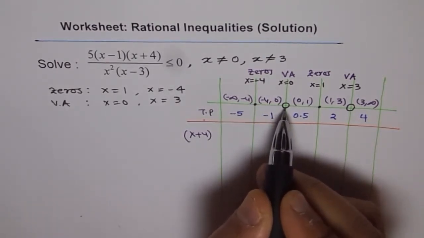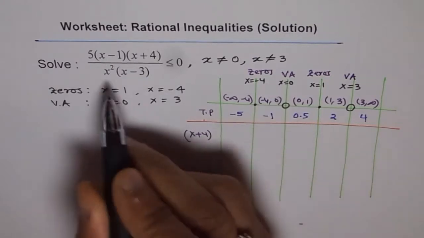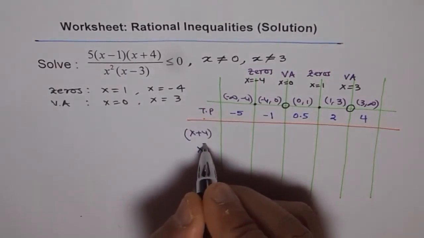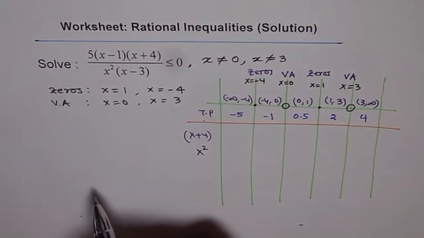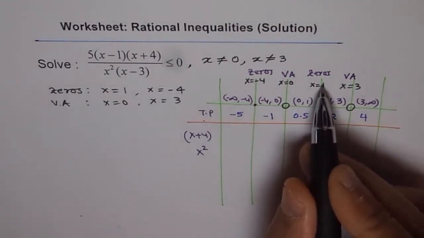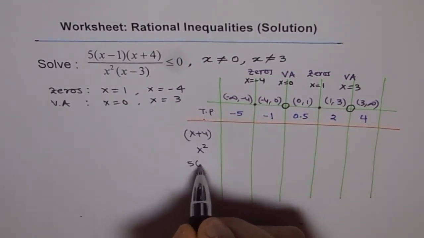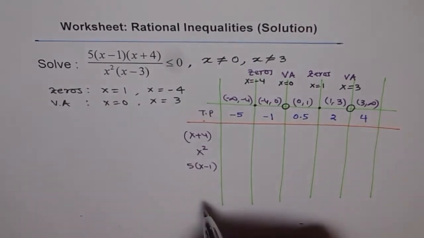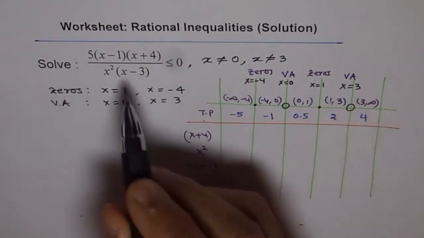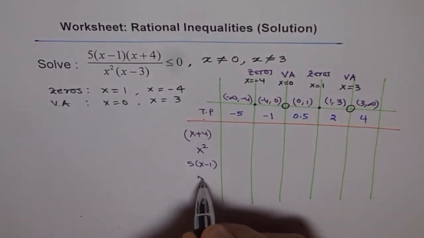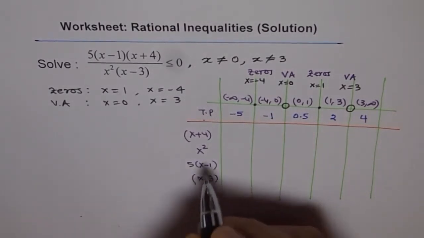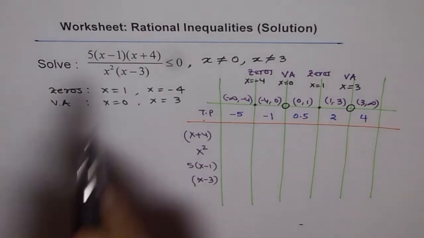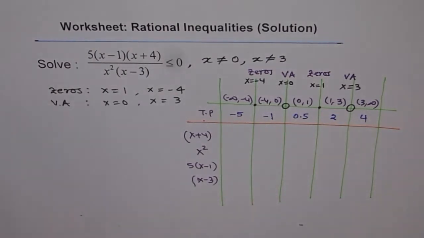Then the next one is this 0 at x equals 0, that is x squared. I have to write x squared, okay, not just x here, correct? Now this one is at 1, so I'll write 5 times x minus 1 as my factor. So I've included 5 with this. And at 3, the fourth factor, it is x minus 3, right? So I got all my factors, which will give me my rational function.